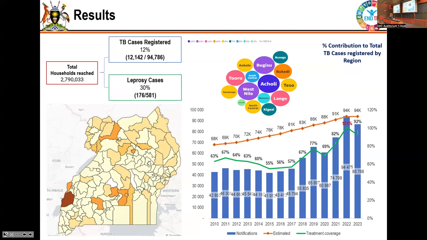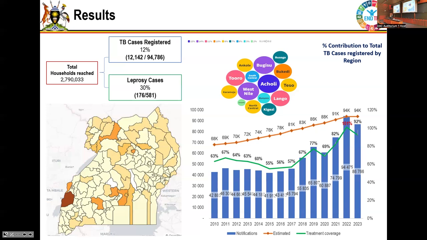And then those moving forward are the sub-counties where the health facilities put more emphasis when they look out for TB cases in the community. So this box shows the total households that we reached. We went to 2.7 million households, our VHTs reached there. And in that year, of the 94,000 that had been reported, 12,000 came from that two-week activity, 12%. 12% of those TB cases that were identified came from the community activity.